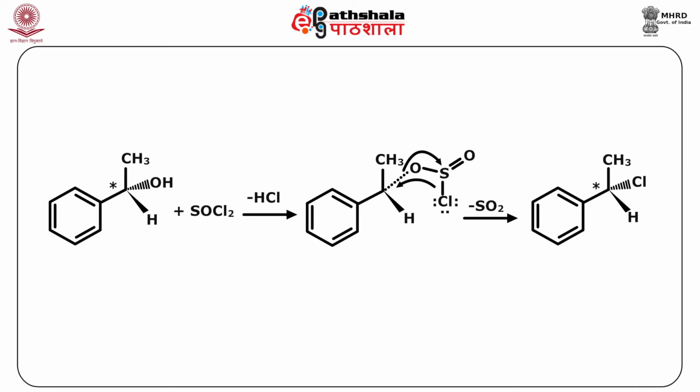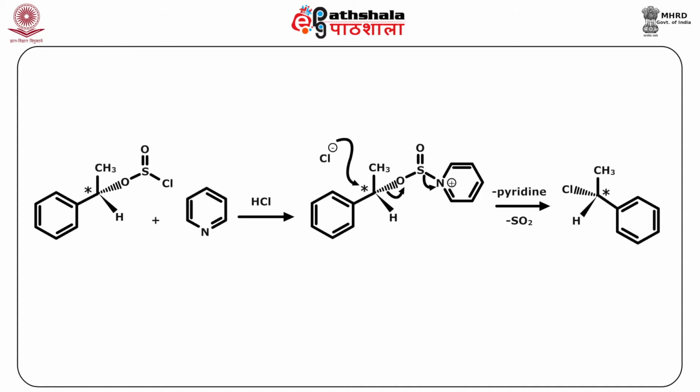In the second step, part of the leaving group attacks the incipient carbocation from the same side. That is, the chloro group attacks from the same side, the front side from where the oxygen is leaving. In the presence of pyridine, the Walden inversion takes place according to the mechanism. Here, the attack takes place from the side opposite to the side from where the leaving group goes. As a result, the inversion of configuration takes place, leading to Walden inversion.